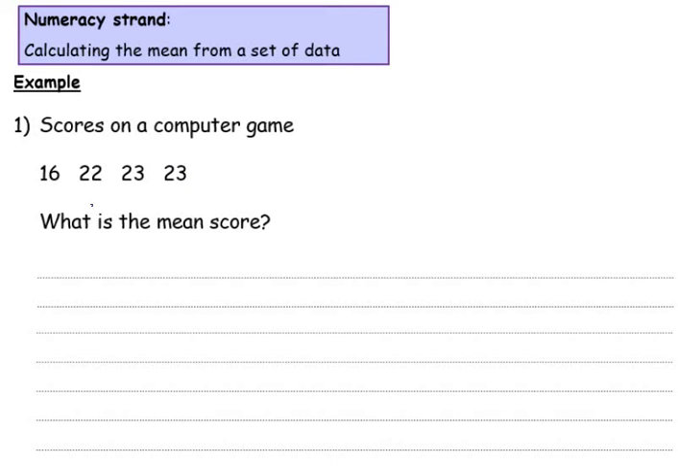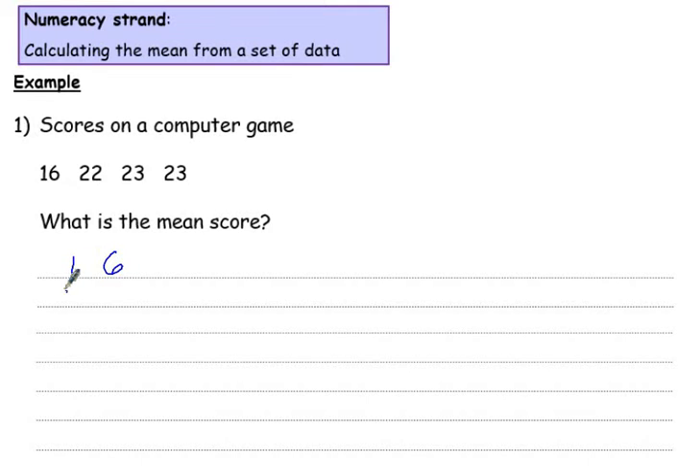So the first thing in this question, where it says the scores on a computer game, and the scores are 16, 22, 23 and 23. What is the mean score? So the first thing to do is to do 16 add 22 add 23 add 23. Now this will be quite tricky to do in our heads, so it's safer and probably easier to use a tower sum to help us.